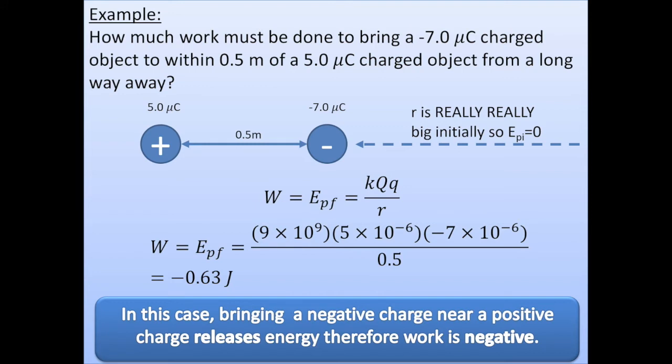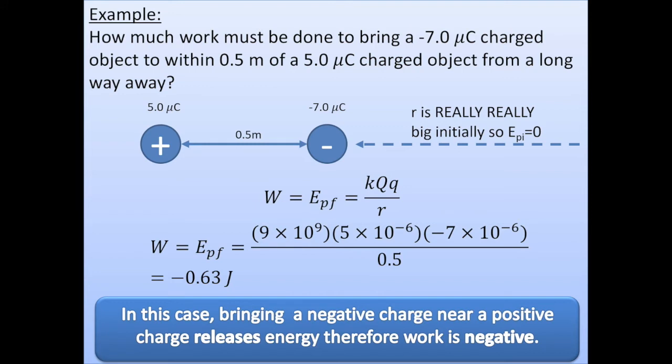And so in this case, we have a negative 7 microcoulomb charge that we're going to move from very far away into a distance of 0.5 meters away from a 5 microcoulomb charge. Well, in this case, we know that a negative charge would want to move towards a positive charge. They're different polarities, which means they should attract each other. So what that means is when we calculate the work to be done, it should be a negative value because it wanted to move towards the positive, so it should be releasing energy in order to do so.